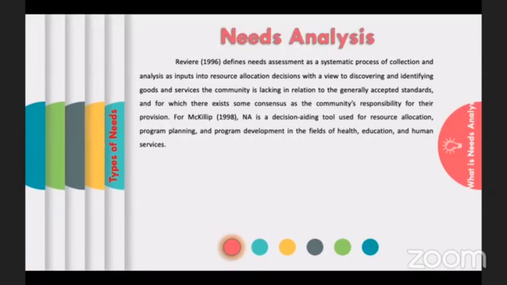And McKillip adds that needs analysis or assessment is a decision-aiding tool used for resource allocation, program planning, and program development in the fields of health, education, and human services. And of course, our field is education.